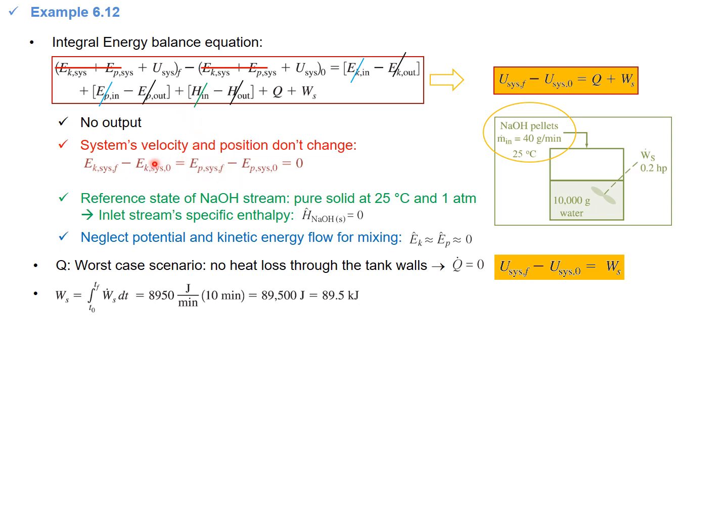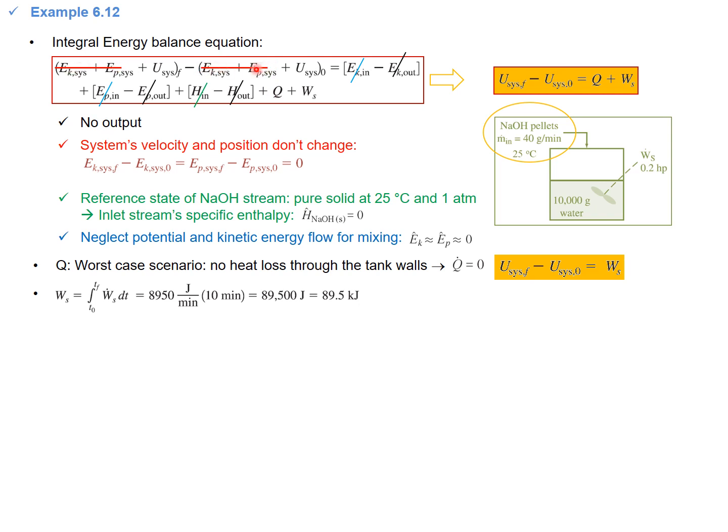That's it. So due to this reason, we could kill K sys final, K sys initial, and also potential of system final, potential of system initial. So we could kill those two terms. It's totally 4 terms.